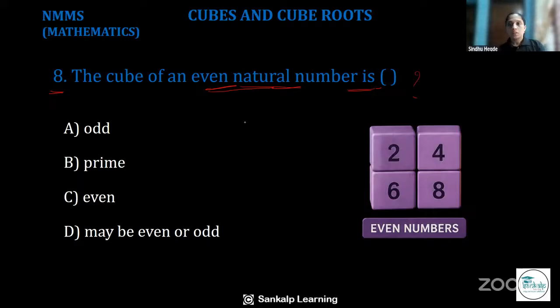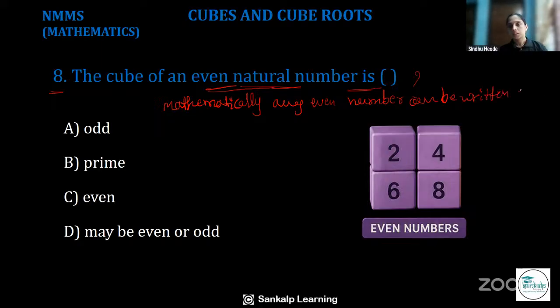Okay, here we just consider one formula. Mathematically, any even number can be written as 2n. This is only for even natural numbers. So take the cube of this, 2n cube.